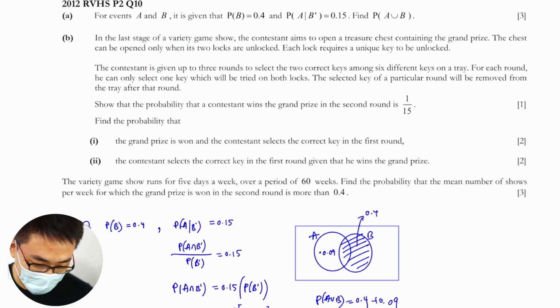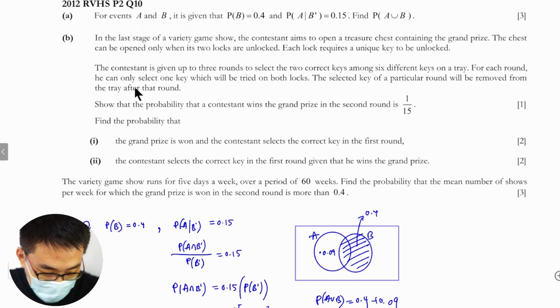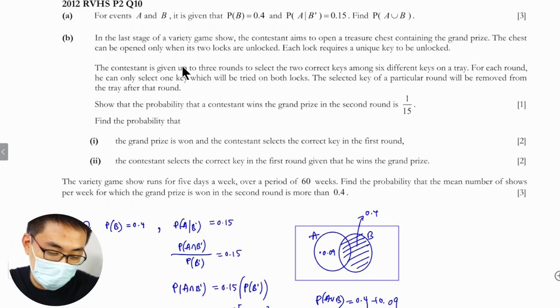So in the last stage of a variety game show, contestants aim to open the treasure chest containing a grand prize. The chest can be opened when its 2 locks are unlocked. Each lock requires a unique key to be unlocked. The contestant is given up to 3 rounds to select 2 correct keys among the 6 different keys on a tray.